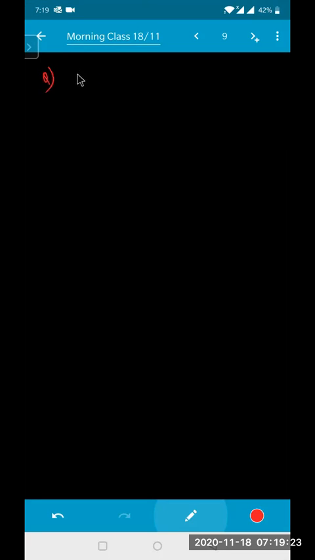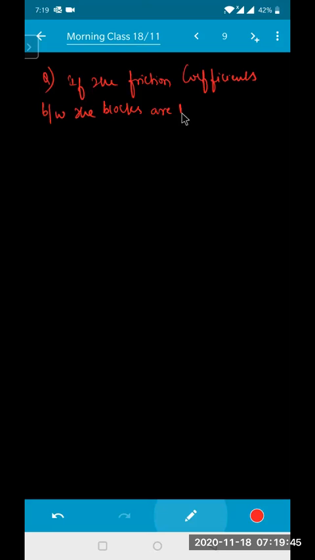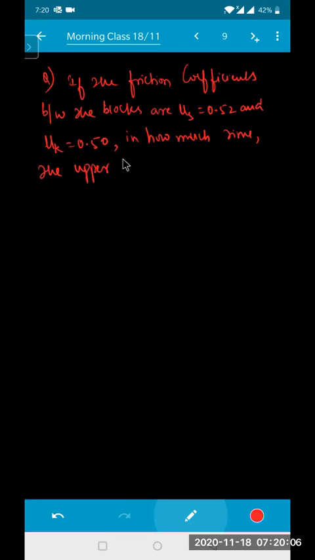See this question, better, next one. If the friction coefficients between the blocks are mu s equals 0.52 and mu k equals 0.50, in how much time will the upper block lose contact with the lower block?